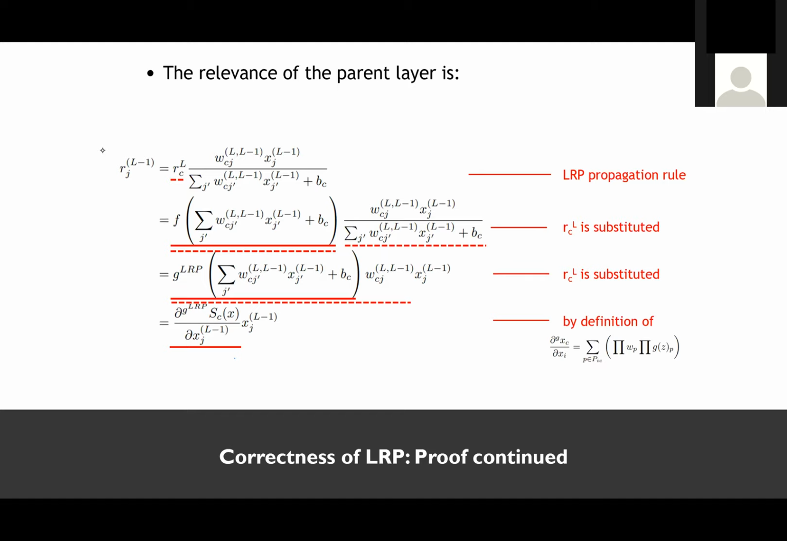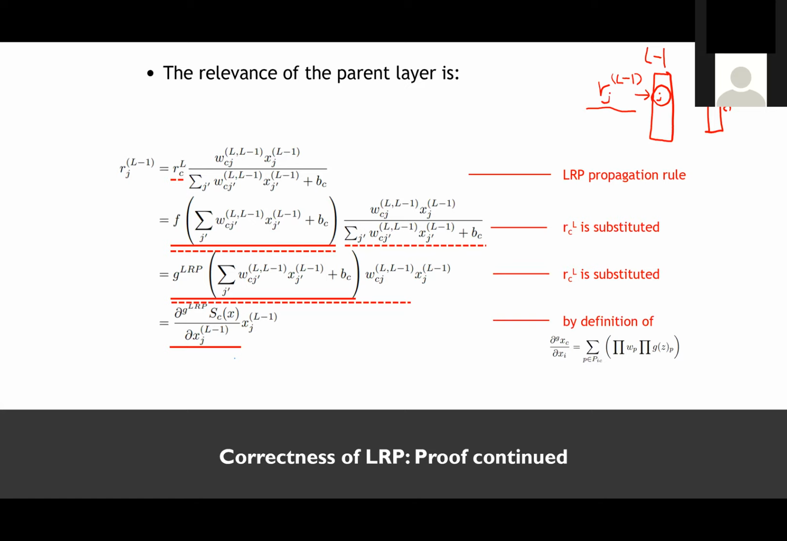this is the relevance rule. If we have final layer L, and the previous layer L minus 1, then we compute the contribution of this C, right? And what we are interested in is to compute R j in layer L minus 1. So we wish to show correctness. We wish to show that the LRP rule that we compute in the LRP formula satisfies the condition for the partial derivative in terms of output. Right. So we apply the LRP rule.